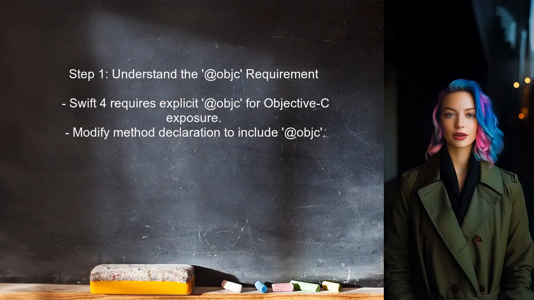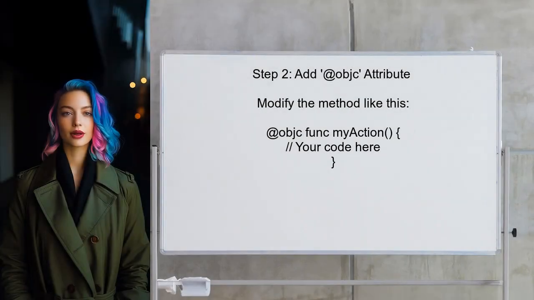To address the deprecation warning, the user should first understand that Swift 4 requires explicit use of the @objc attribute for methods that are exposed to Objective-C. This means we need to modify the method declaration. Next, the user should add the @objc attribute to the method that is being referenced by the selector. This will resolve the warning and ensure the method is properly exposed to Objective-C.